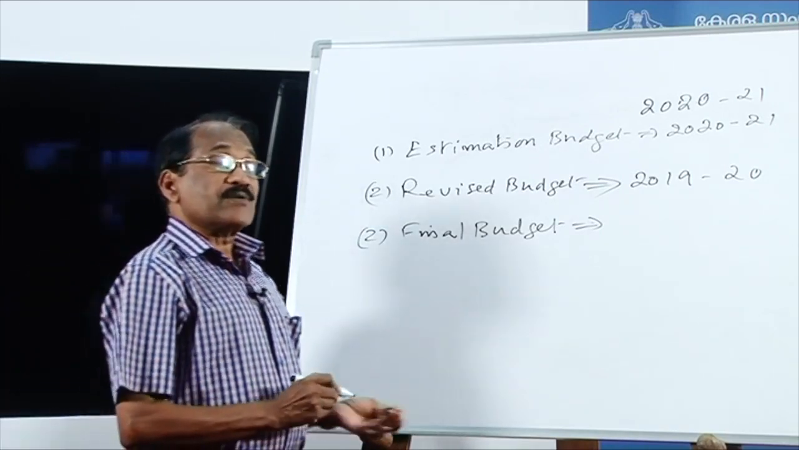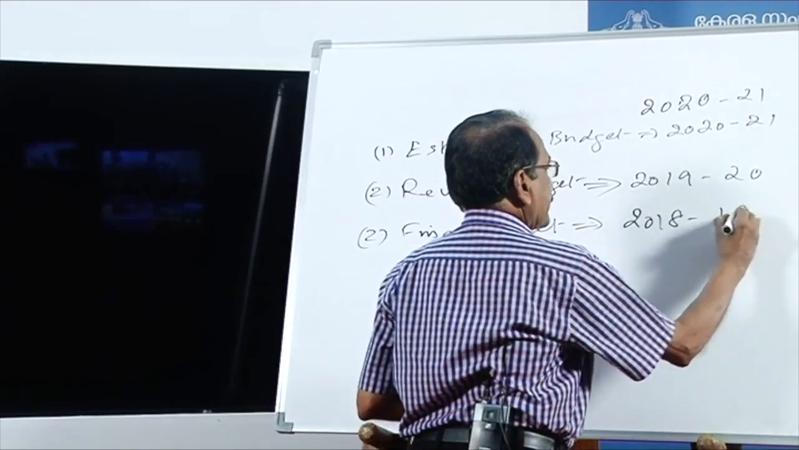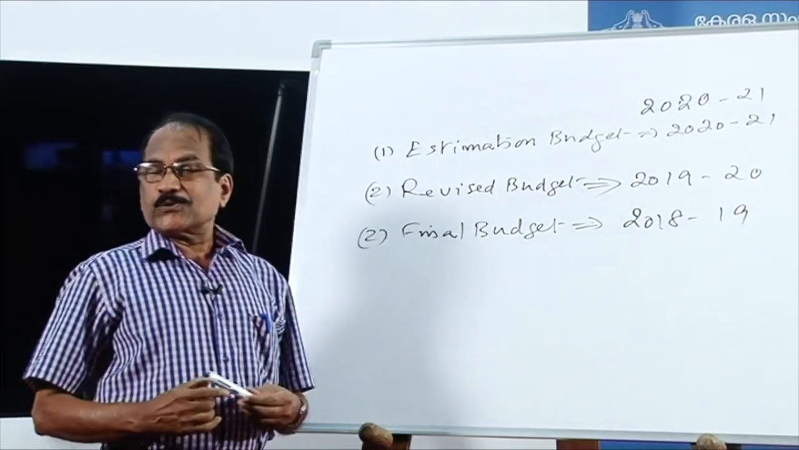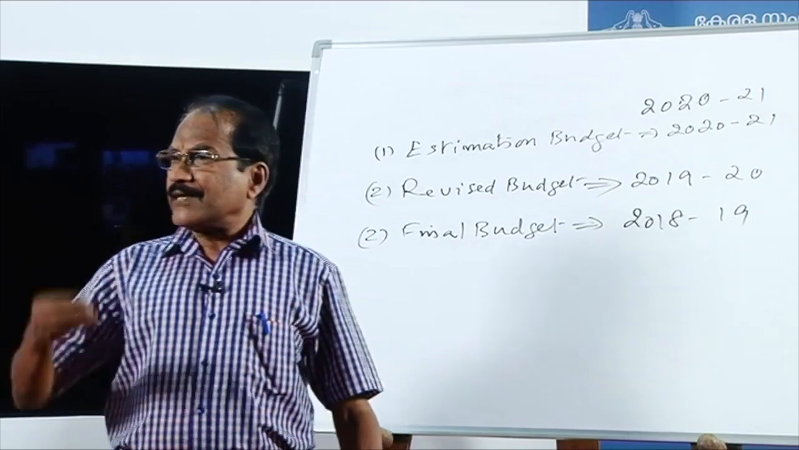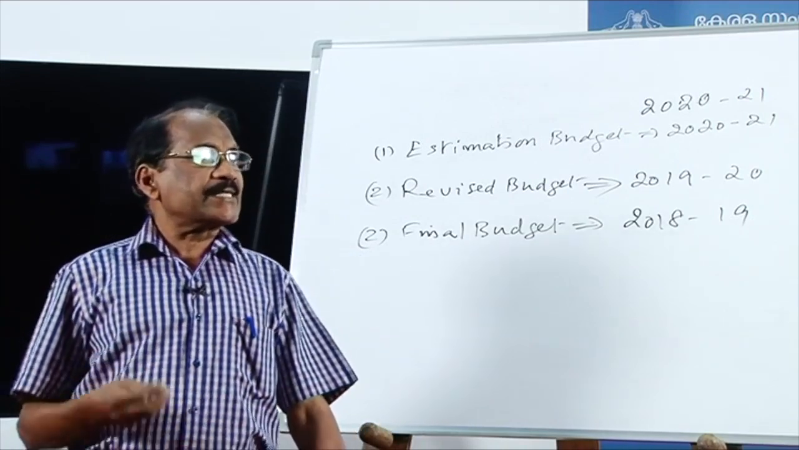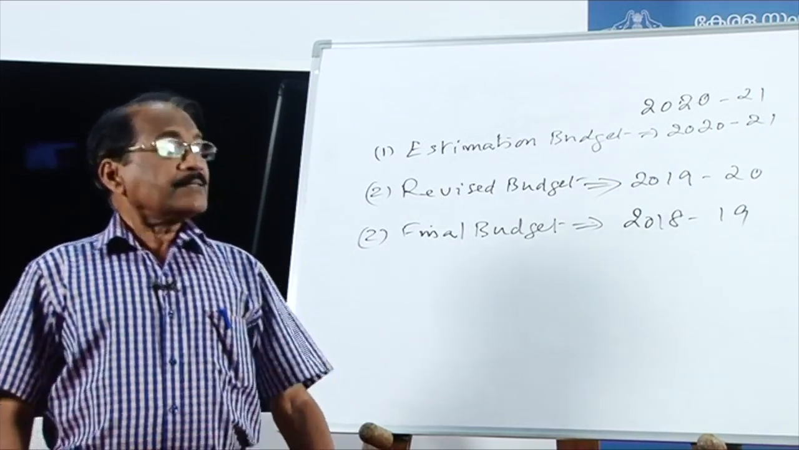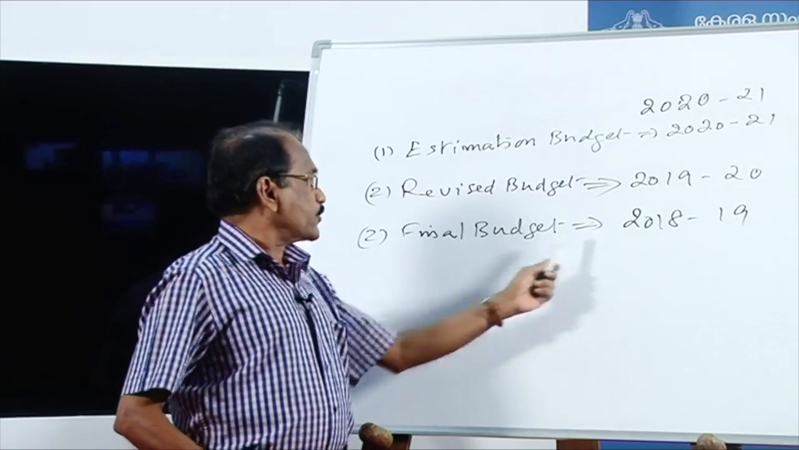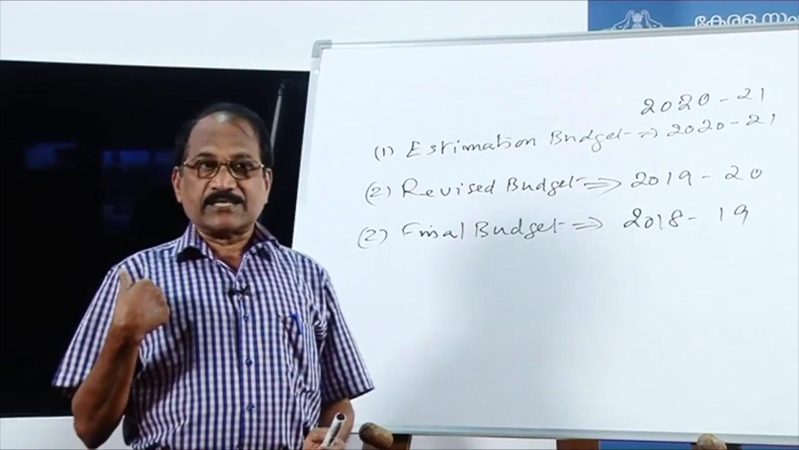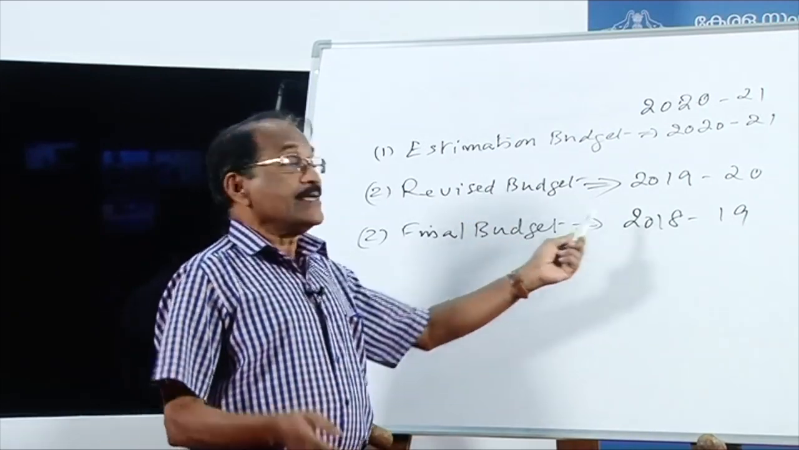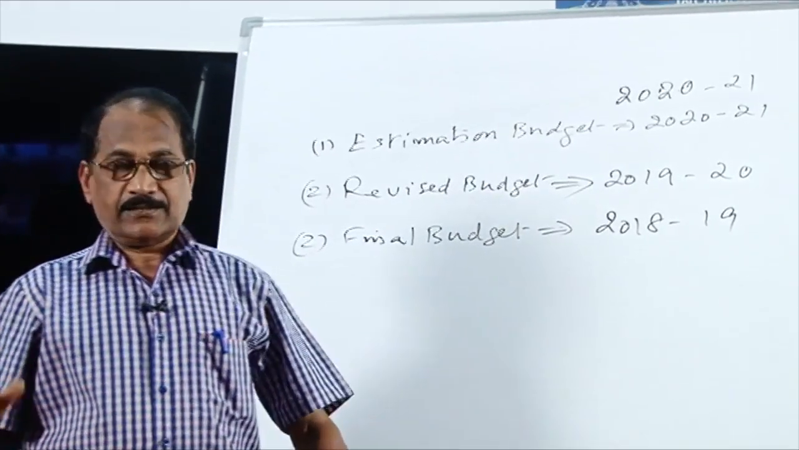So, which is the previous financial year? 2018-19. For the period 2018-19, which is already completed, the exact revenue from different sources as well as the exact expenditures made for different purposes we can assess. That budget is what is known as the final budget. Our final budget is for the previous year. Revision budget is for the current year. Estimation budget is for the next financial year.